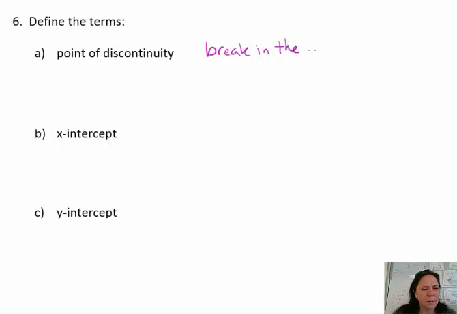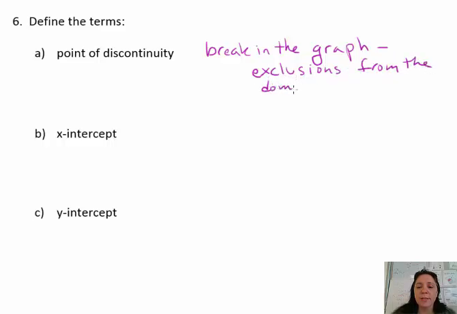And we're not using formal definitions here, we're using kid-friendly. It's going to happen where there are exclusions from the domain. There are other places we'll have discontinuities, like in a piecewise function that has a step in it, but we haven't really talked about those. So our points of discontinuity are going to happen at our asymptotes.